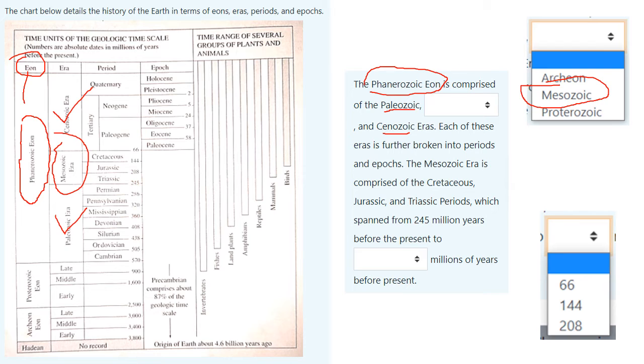Each of these eras is further broken into periods and epochs. The Mesozoic era is comprised of the Cretaceous, the Jurassic, and the Triassic periods, which spanned from 245 million years before the present to how many millions of years before the present? Well, the correct answer, when does it end? The Mesozoic era ends here, which is 66 million years. So the correct answer is 66.